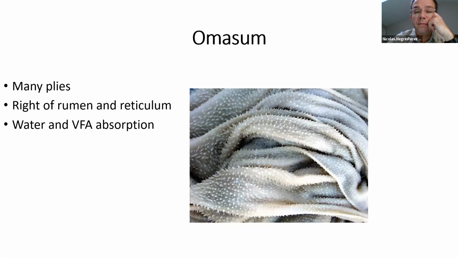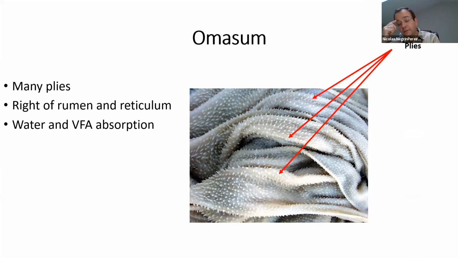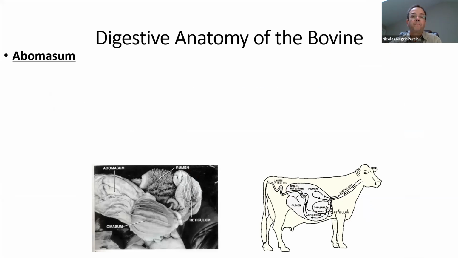In the omasum, you have the presence of many plies. That's the typical pattern of the internal anatomy of the omasum. And it's located at the right side of the rumen and reticulum. And again, it has been suggested that its main functional role in the digestive process in cattle is for water and volatile fatty acids absorption. So there you can see the different plies that are characteristic of this stomach.